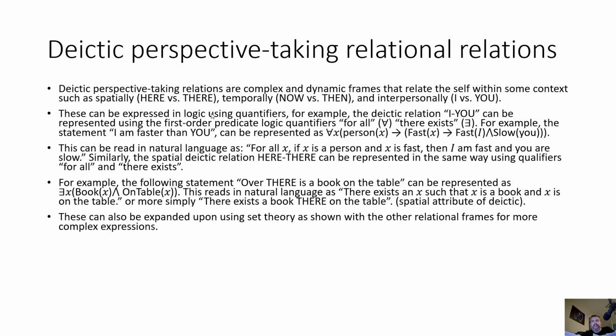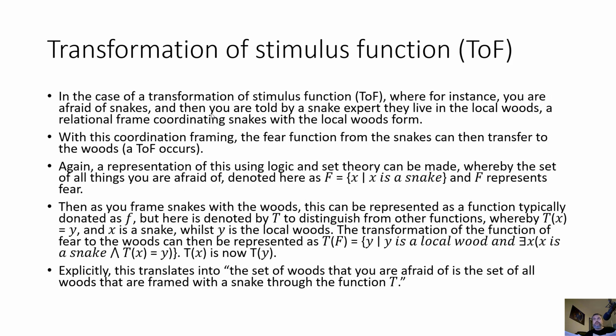It's basically saying there exists an X, and then you've got to define what X is, such that X is a book and X is on the table. That's what it is saying if you were to read it purely in English. But more simply, you can just say there exists a book there on the table, which is the spatial attribute of the deictic. This can also be expanded using set theory as shown with other relational frames in more complex expressions. And we can again expand this using graph theory and information theory.